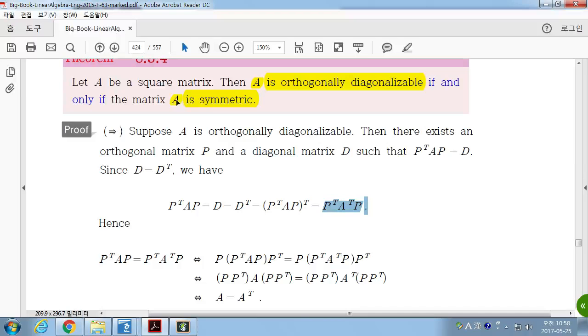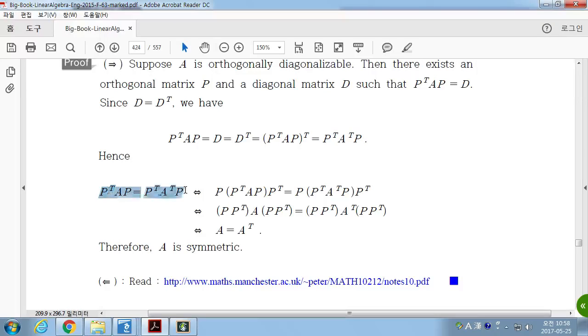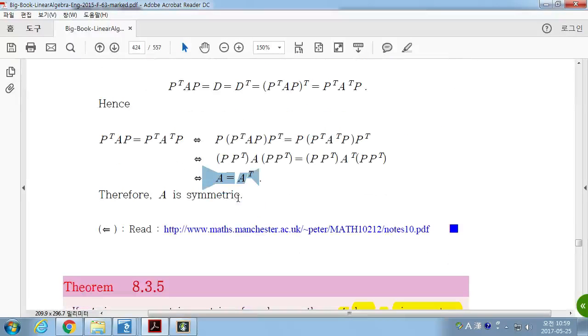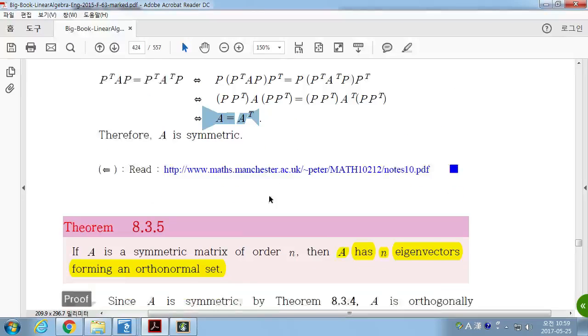So we want to show this A and A transpose are the same. We start from here. We multiply P and P transpose on left and right. So we have this. But P P transpose and P P transpose are all identity, isn't it? So this is identity here. So we have A is equal to A transpose, which means A is a symmetric matrix. So if A is orthogonally diagonalizable, then A is symmetric. And the other direction is also not difficult to show, so I will leave it for you as a homework problem. You can read the proof here.